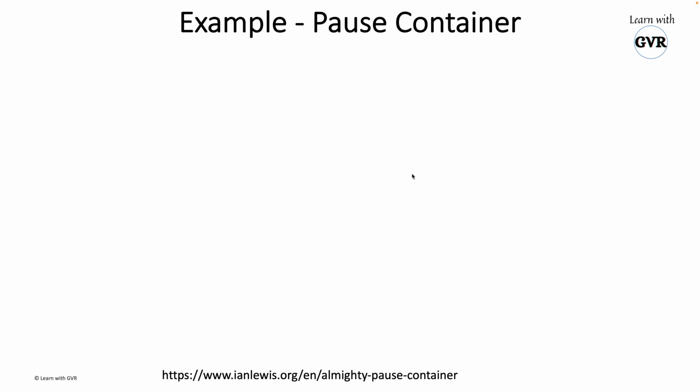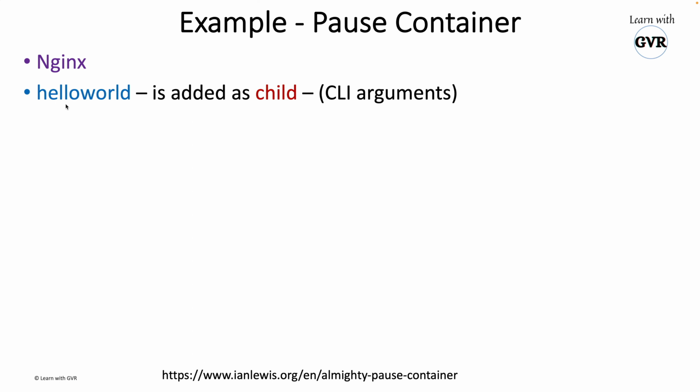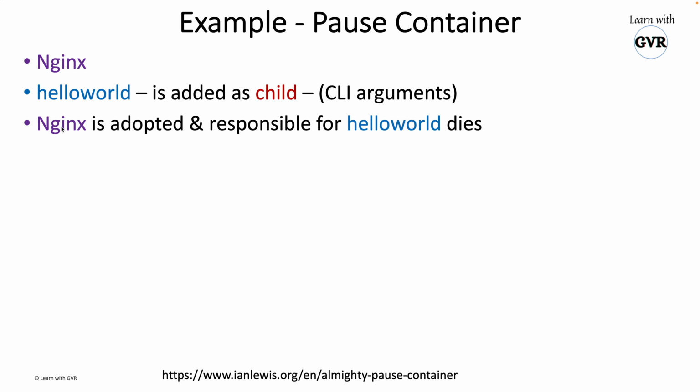Now an example of the pause container. Let's consider there is a Nginx container and there is a hello world container. What you do is, first you create the Nginx container, just regular, and you create a hello world container, but add it as a child container. How to add? There is a big command line with a complicated command where you can add it as a child, parent and child, yes, the CLI command. So here Nginx is the parent now, that's why the color is different, and it's the parent for the child and responsible if hello world dies, correct?